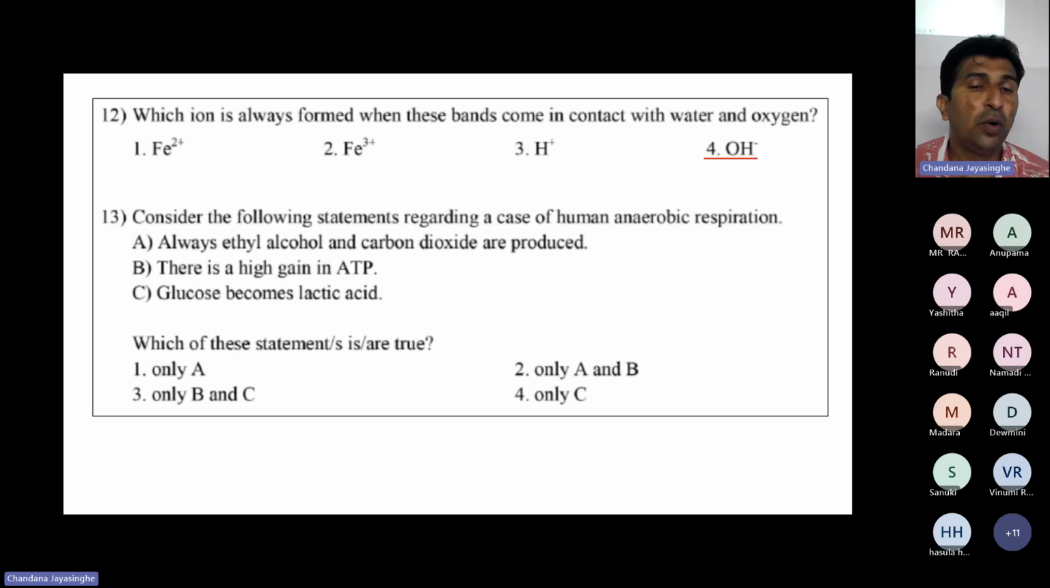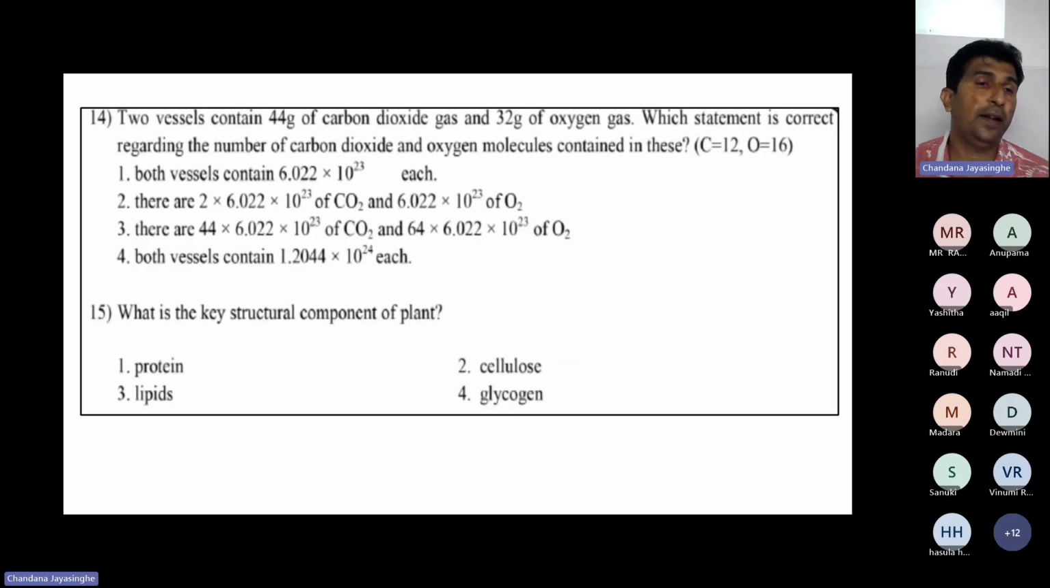So the third one, glucose becomes lactic acid. Yes, during anaerobic respiration, glucose becomes lactic acid. Answer: correct, only C. Right.